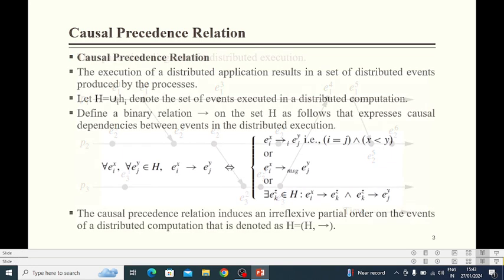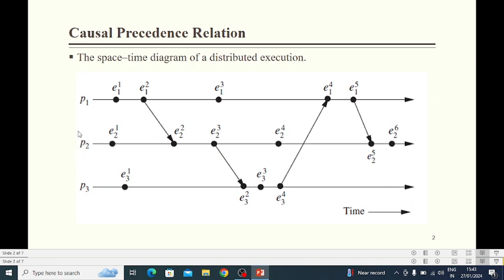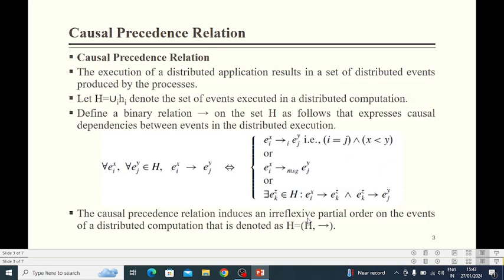Now let's see about the causal precedence relation. The execution of a distributed application results in a set of distributed events produced by the processes. Here, process P1 contains a sequence of events e1 to e5. Similarly, process P2 contains a sequence of events from 1 to 6. Process P3 contains 4 events. Let H = ∪ᵢ hᵢ denote the set of events executed in a distributed computation.